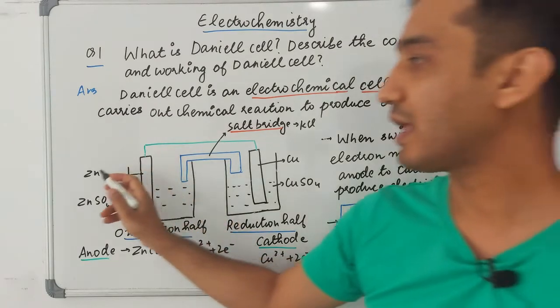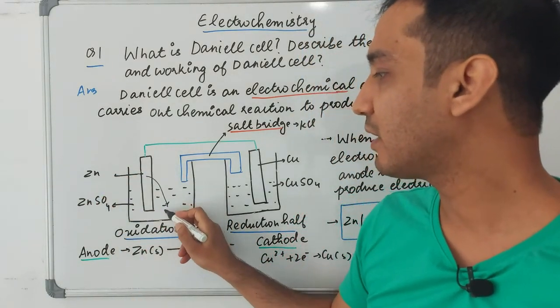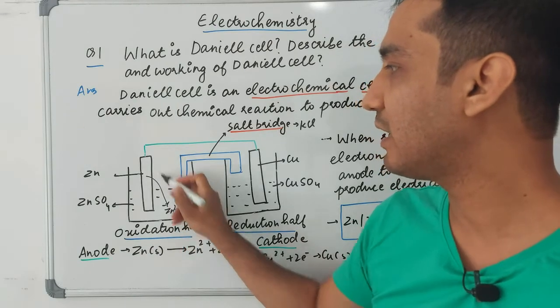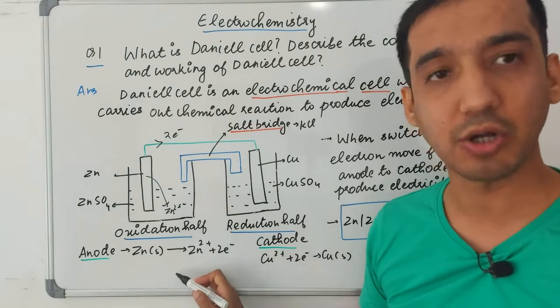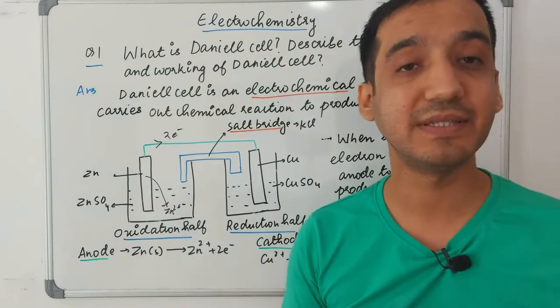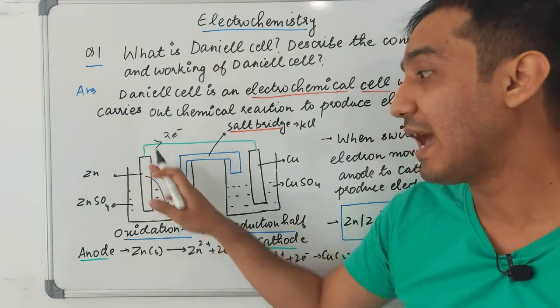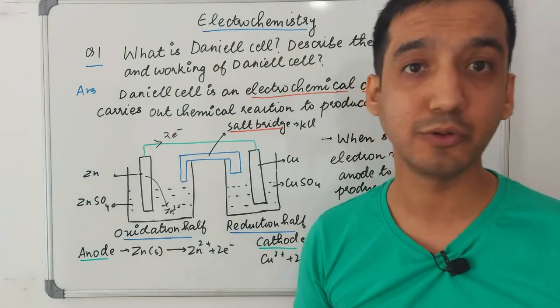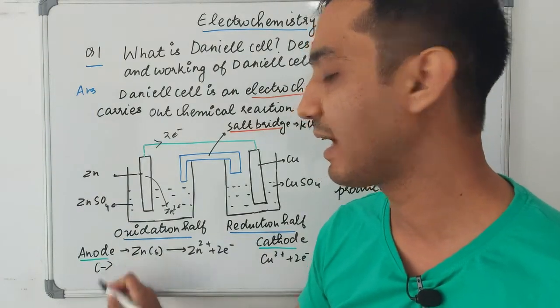Okay? So here what happens? Zinc from the rod will start giving out Zn2+ and it will start releasing 2 electrons. This process is called oxidation, and oxidation happens at the anode. So zinc loses 2 electrons to form Zn2+ and Zn2+ will come into the solution, and the charge of the anode, always remember, is negative.